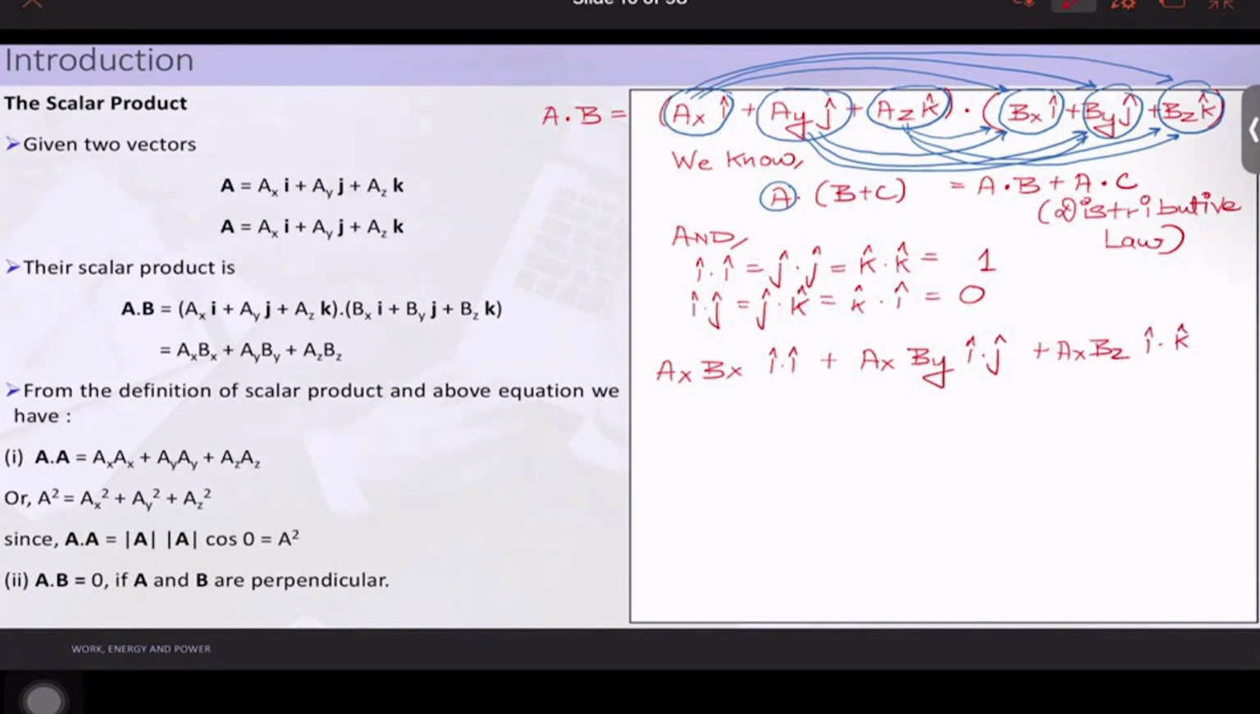So first line is done, plus AY BX J cap dot I cap plus AY BY J cap dot J cap plus AY BZ J cap dot K cap. So I think you can understand directly. So first it was I to I, then I to J, then I to K. This time it's J to I, then J to J, and then J to K. Right? So I'm just doing some procedure-wise multiplication, just using this distributive law. Okay, nothing else is being worked upon.